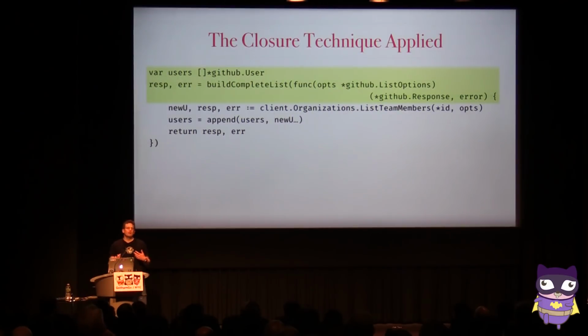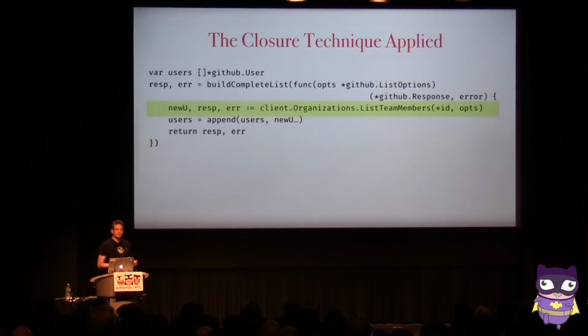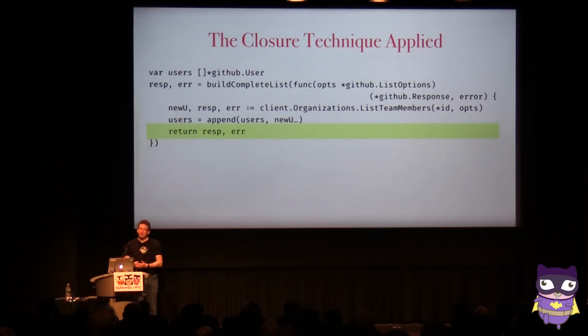And the client for the members of a team, take a look at that. We declare a slice of type GitHub user pointer. We call build complete list with a closure that calls the GitHub API to get the team members. We copy those values into our output slice and return back the response and the error. So this is very similar to what we just did to get back all of the teams for a particular organization.